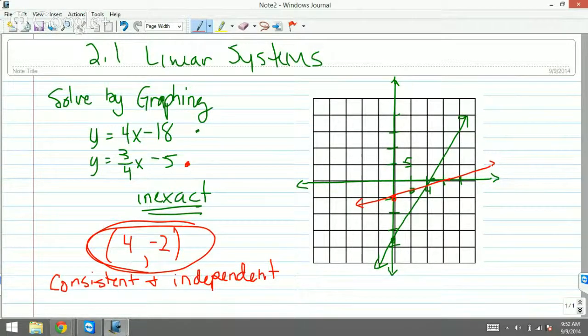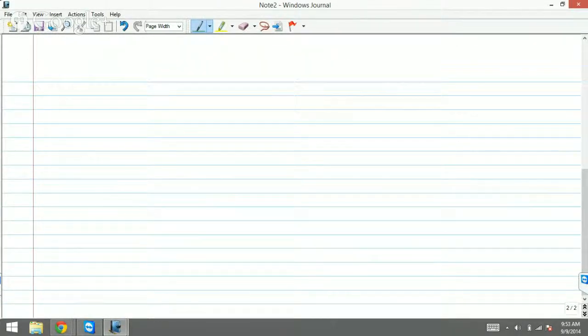Okay, so this is book language, consistent and independent. Consistent means there is a solution, and independent means that they are different lines, basically. You're okay with graphing linear equations, I know that. Just put two of them together and mark the spot. Okay, we're going to try substitution next. This is algebra.